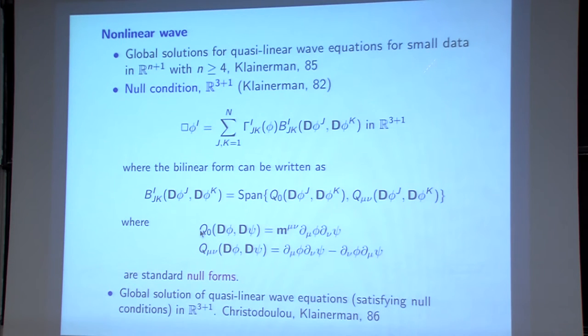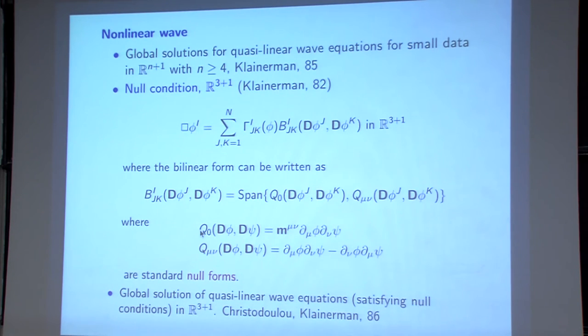And then I write down the more detailed structure. It's some smooth function multiplied by a span of canonical null forms. The first null form is the Minkowski contraction, and the second one is the anti-symmetric structure. So if a semilinear wave equation satisfies the null condition, then you have global existence for small data. This is the result by Christodoulou and Klainerman, independently done in '86.